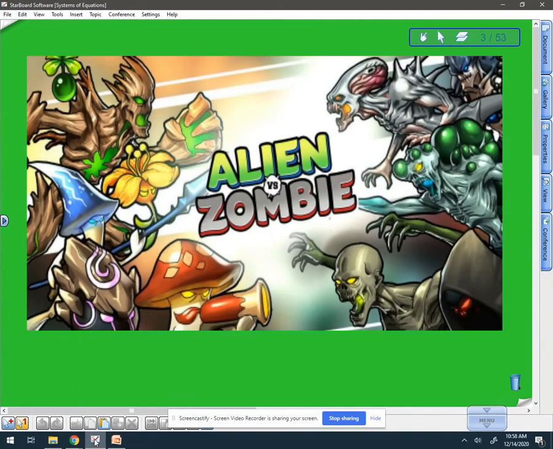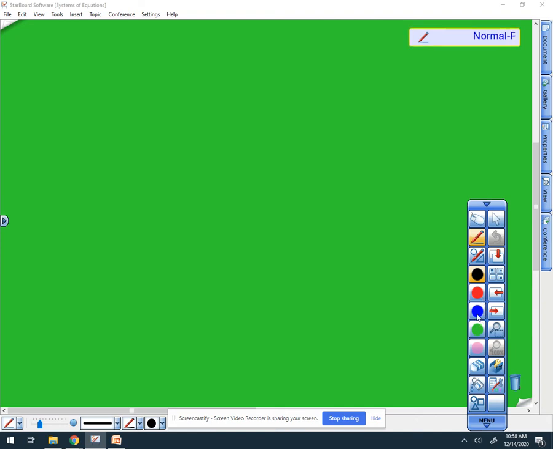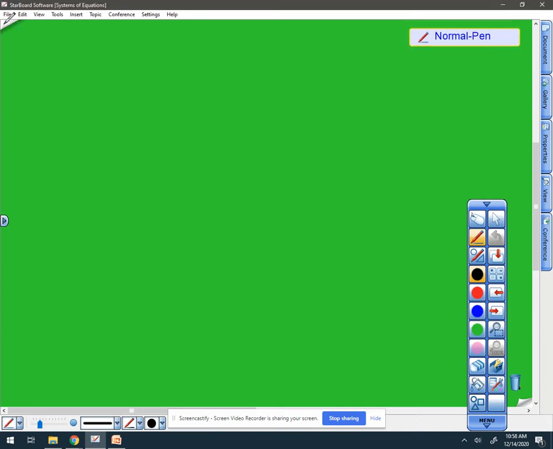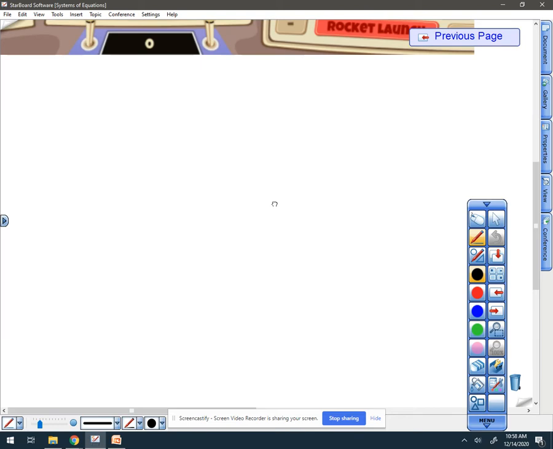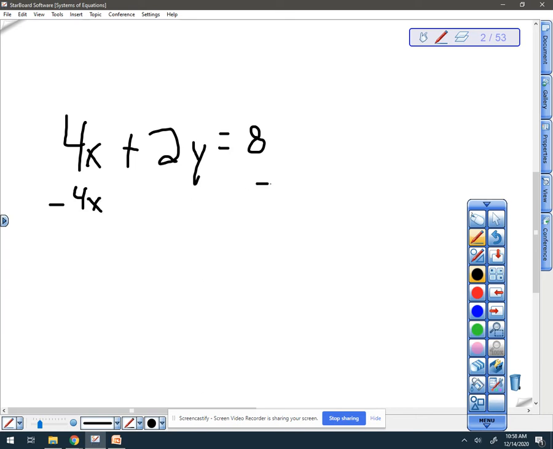I'll just do it on here so we can look at it and see. I don't like this green background, so let's just go right here. All right, so we have 4x plus 2y equals 8. So the first step said get rid of your x, move your x term. The term is the whole thing. It's the 4 and the x. So since it's a positive, we're going to subtract 4x from both sides.